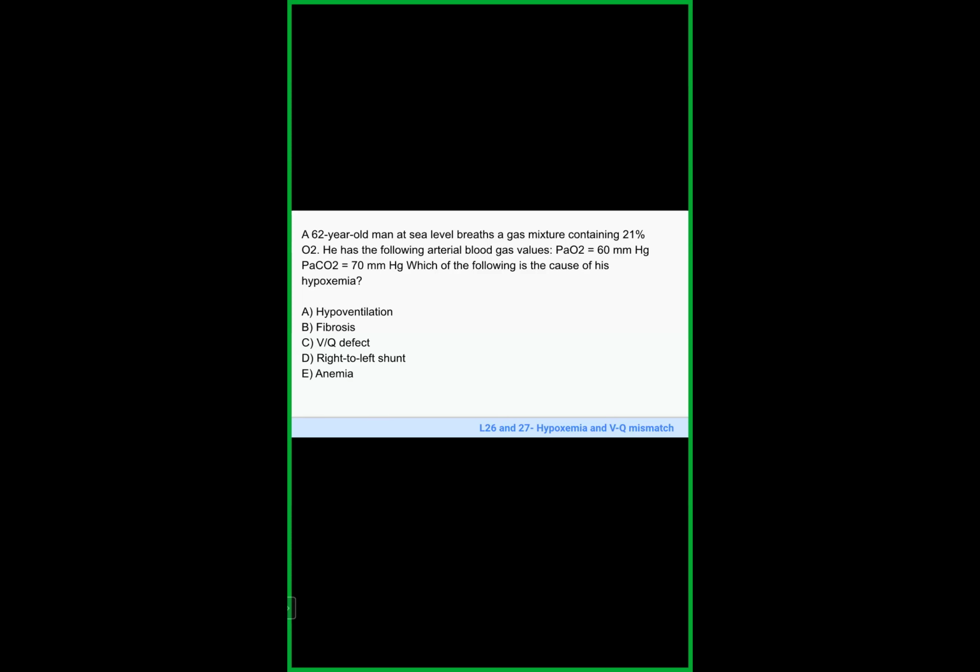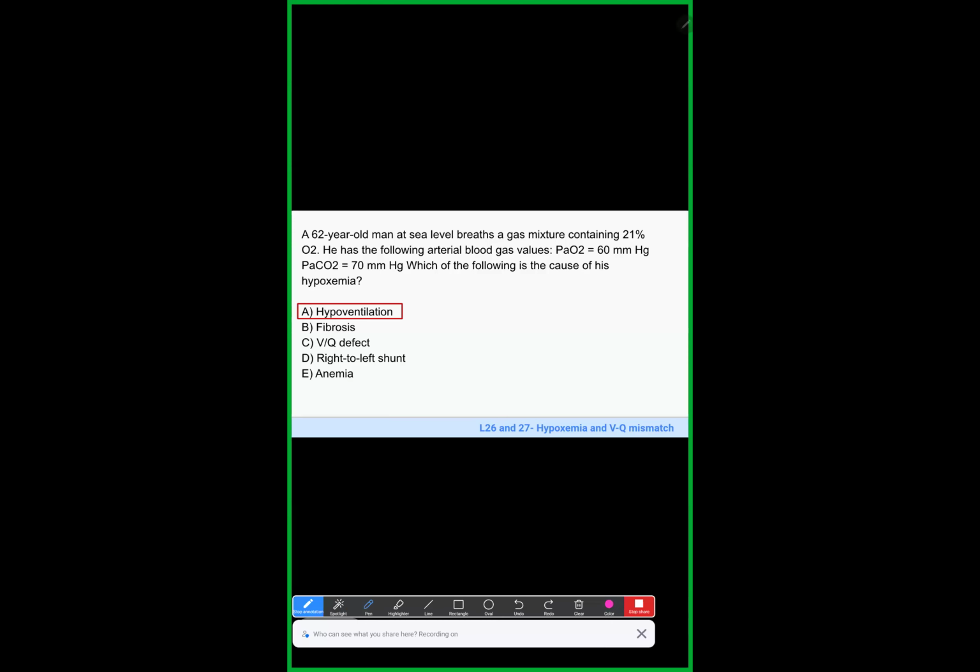All right, so we got mixed answers on this. We got A and D. And the correct answer is A. Now, first of all, what we need to do for this is calculate the AA difference, the alveolar arterial difference. So here we have the PaO2. We need to find the PaCO2.